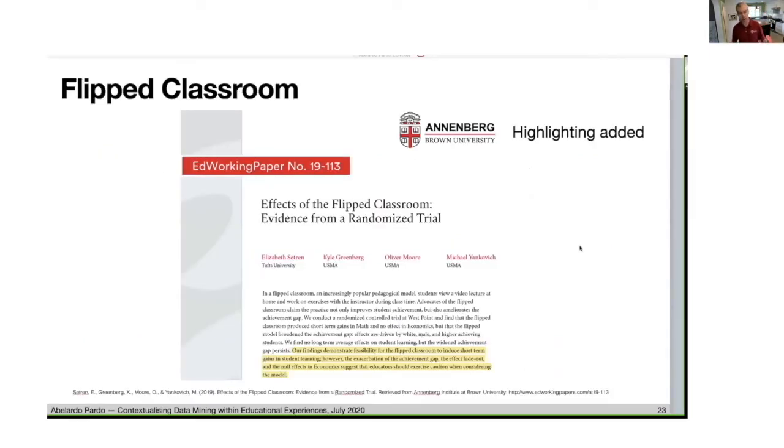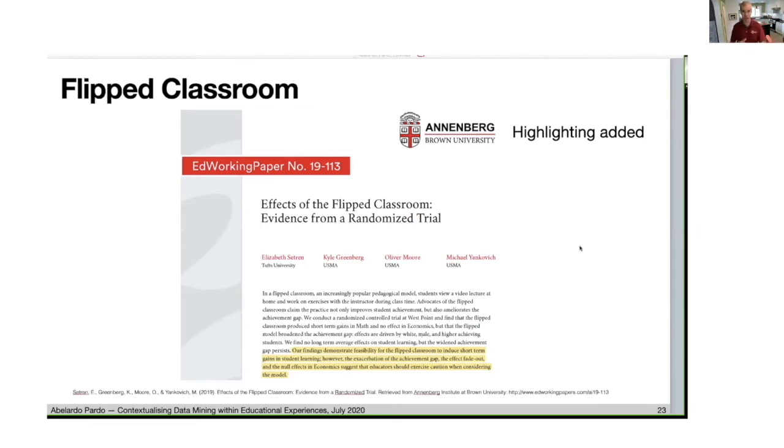At West Point, they did a nice study on the role of the flipped classroom. The flipped classroom idea was really popular a few years ago, and everyone was told, this is what you should go do. The big idea was the teacher records a lesson, kids watch the lesson, then come to class and do stuff. A well-done randomized controlled trial at West Point showed that on average it was effective, but it worsened achievement gaps.